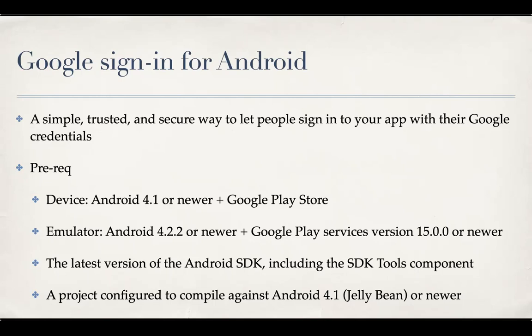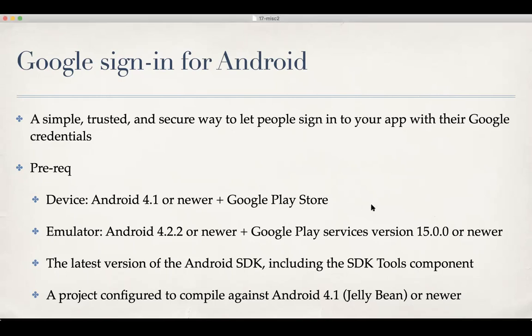And for development, you should have the latest version of SDK, including the SDK tools component. We have already set these things up in our first assignment, so you should be good to go. But if any unexpected errors come, then make sure you have all these requirements, which we won't be checking every time from this point onwards. And the project should be configured to compile with Android 4.1 or newer. So again, this is something we are assuming you'll be doing, but if not, make sure you have it.